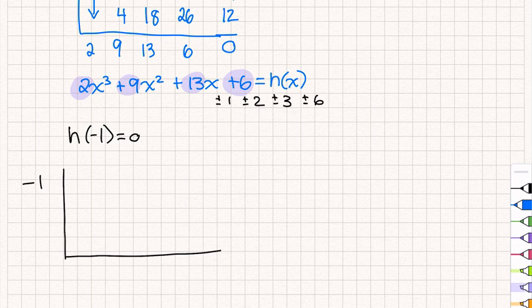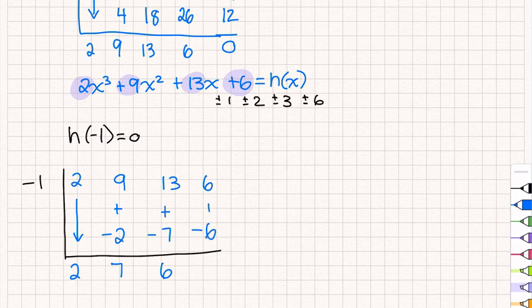So 2, 9, 13, and 6. So we're going to bring this down. Multiply, we get negative 2. Add, we get 7. Multiply, we get negative 7. Add, and we get 6. Multiply, we get negative 6. Add, we get 0 as the remainder.